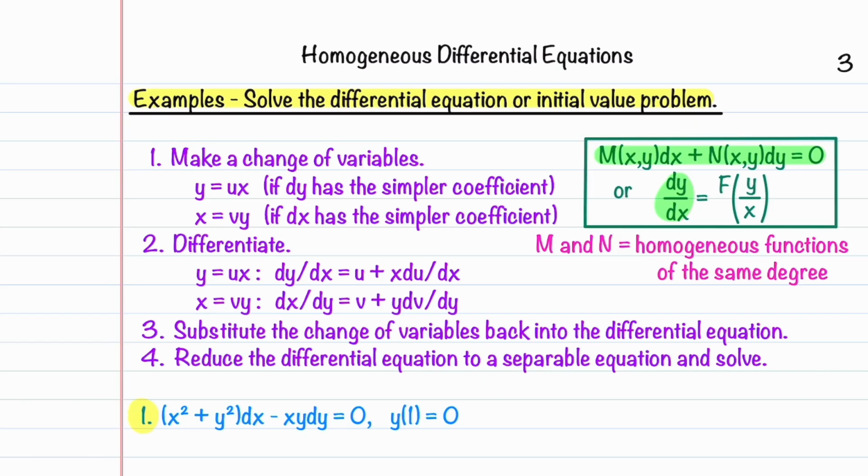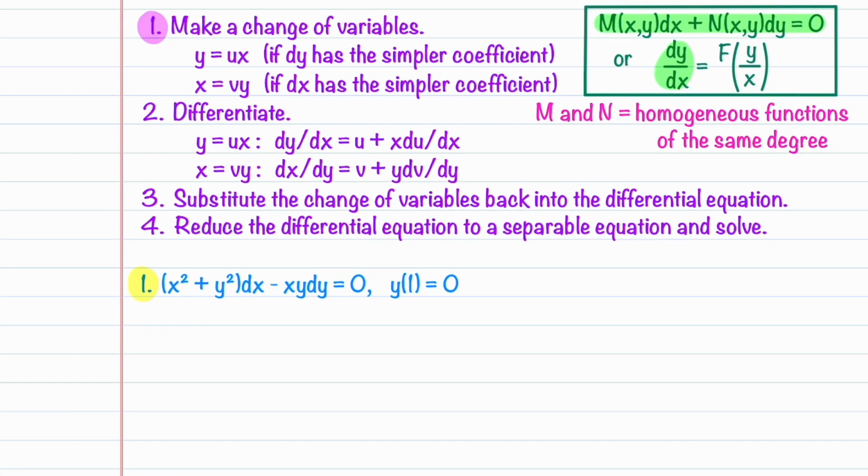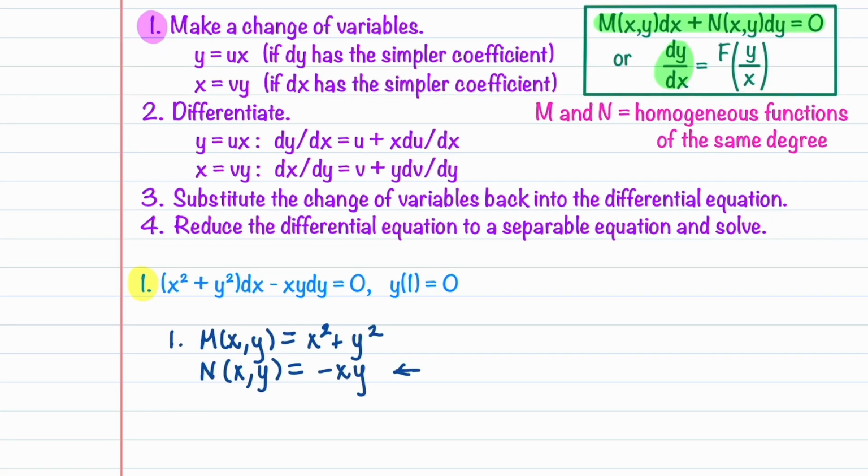Let's look at our first example. The first thing that we want to do is make a change of variables. To decide which change of variables to make, we need to look at the coefficients that multiply dx and dy. The coefficient that multiplies dx we're going to call m, and it is x squared plus y squared. And then the coefficient that multiplies dy we'll call n, and that is minus xy. Because m has 2 terms in it and n just has 1 term in it, n is simpler.